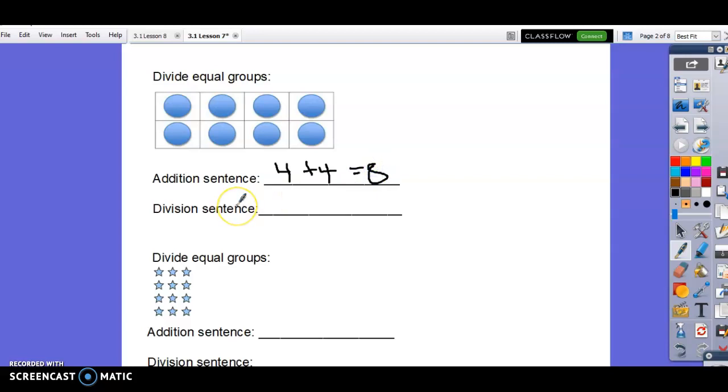Now I want to write a division sentence. So remember with my division sentence, I'm going to have to start with my total. My total is 8. That's all of my balls. I'm dividing them into how many groups? One group, two groups. Now, that's the number of groups. Now I want to have the size of my groups. So here I'm going to write, there's 4 in each group. So 8 divided by 2 equals 4.